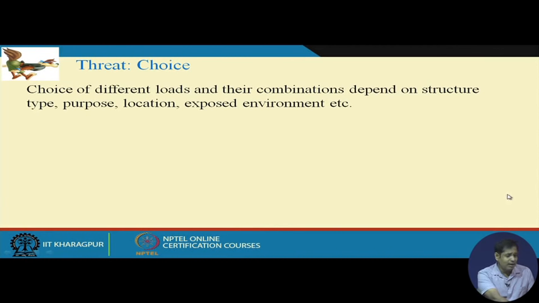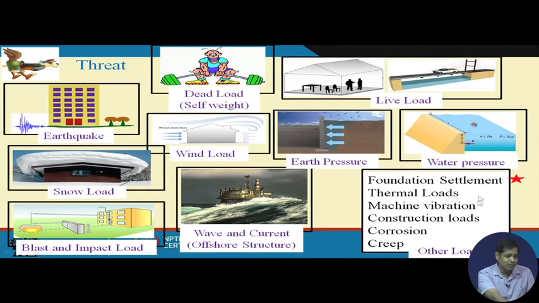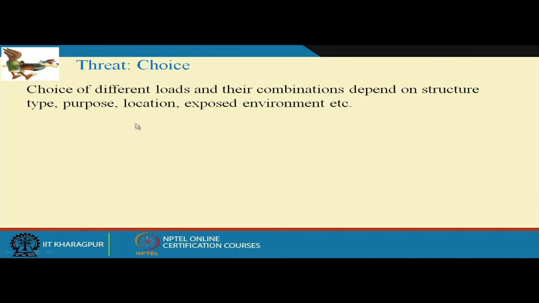Now in this slide, I gave you different kinds of threat, but it is not necessary that you consider everything when you analyze a particular structure. These are the common threats that you can have, but depending on the structure, you need to choose the kind of threats. If you see the dead load and live loads are more important than any other loads, then you may ignore all other loads. The choice of different loads and their combination depend on structure type, purpose and location of the structure.